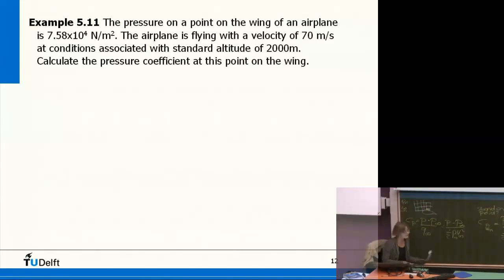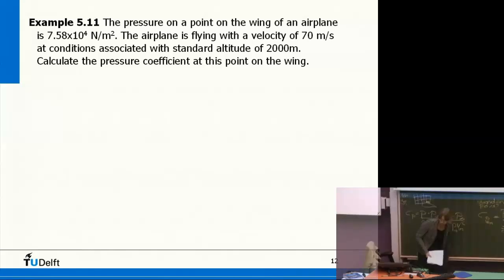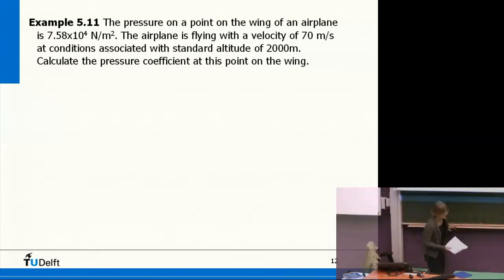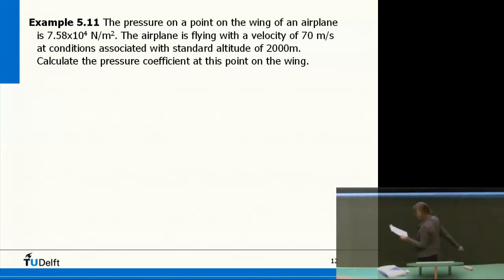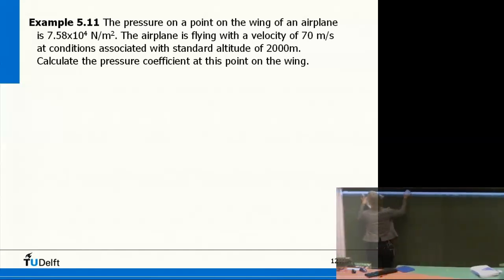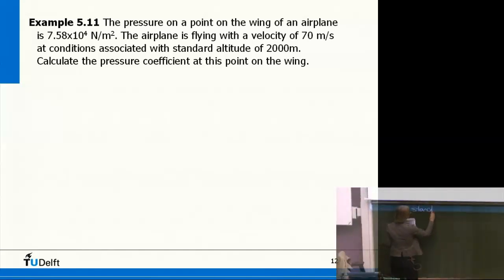Okay, so we need to look up the table. I did that for you, actually. Then we have that P infinite is 7.95 times 10 to the power 4 newtons per meter squared at standard altitude, appendix A, and rho is 1.0066 kilograms per meter cubed.